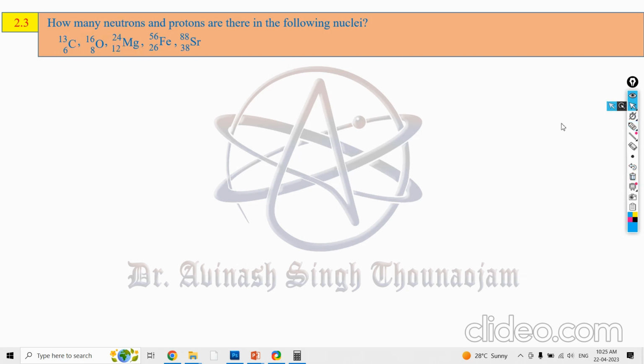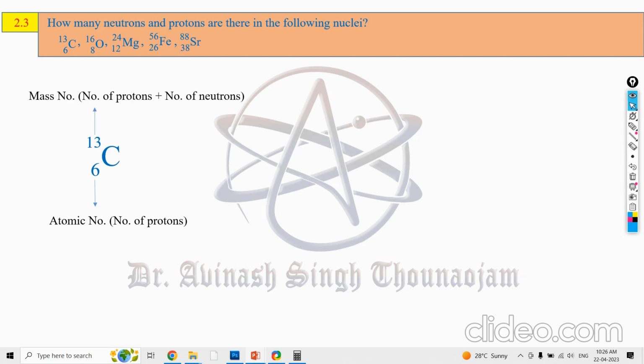So let's try to solve this. The atomic number is the number of protons, and I am repeating this, the number of protons or atomic number decides the name of the atom.